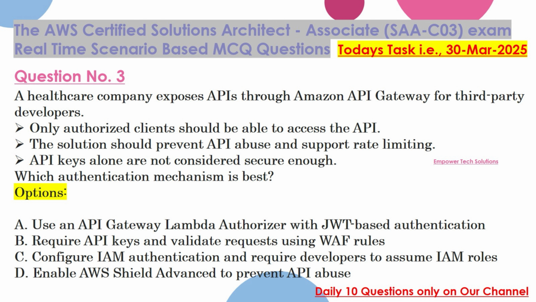Options: A. Use an API Gateway Lambda authorizer with JWT-based authentication. B. Require API keys and validate requests using WAF rules. C. Configure IAM authentication and require developers to assume IAM roles. D. Enable AWS Shield Advanced to prevent API abuse.